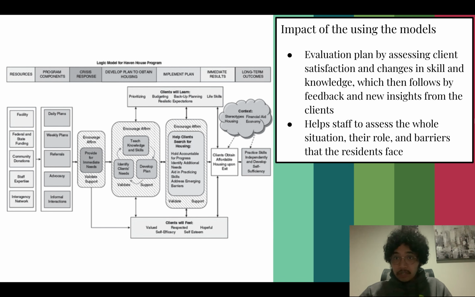Next, the impact of using the model. By using the model, they can make an evaluation plan by assessing client satisfaction and changes in skills and knowledge, which is then followed by feedback and new insights from the clients. The model also helps staff to assess the whole situation, their role, and barriers that the residents face.